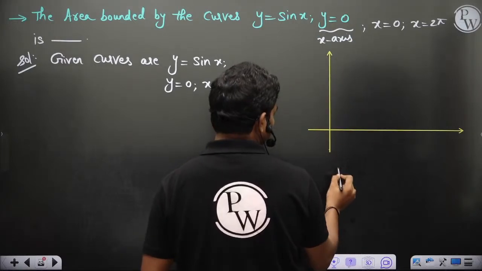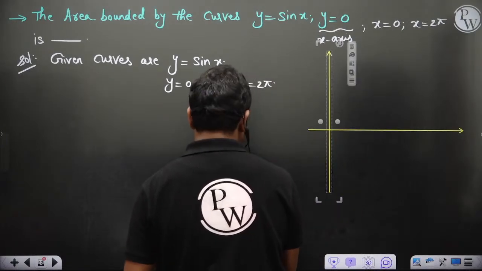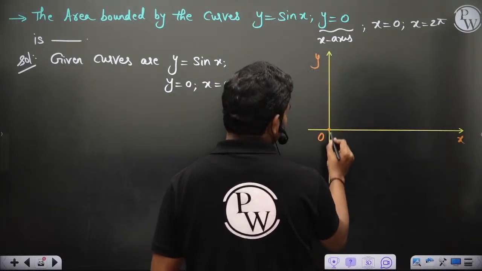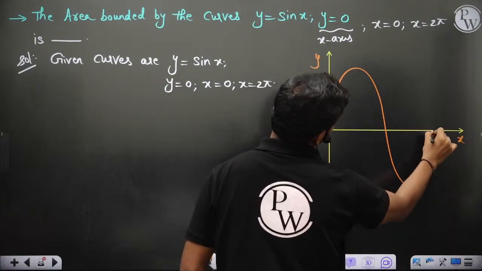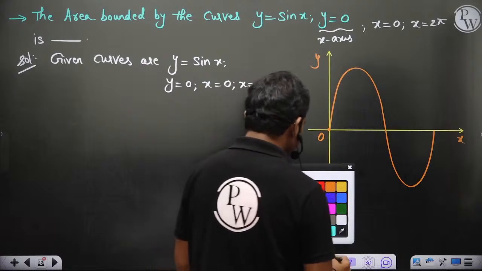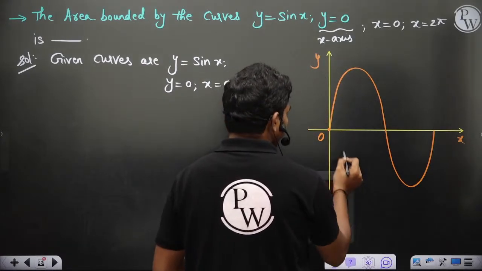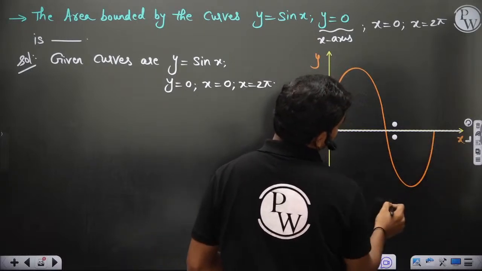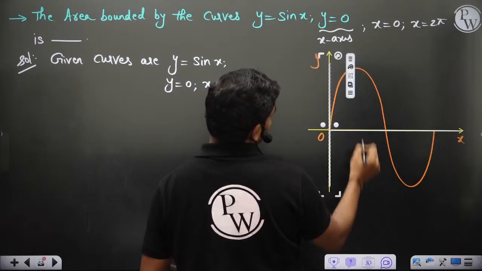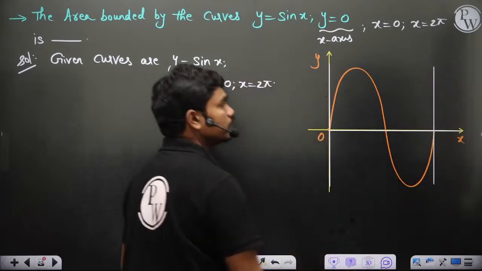I'll slightly extend this. Fine. So let's see, origin, x-axis, y-axis. If you plot the sin x curve in general, you get something like this. This is x equal to 0 ultimately. This is the x-axis, which is y is equal to 0. This is the y-axis, which is x is equal to 0, and x is equal to 2 pi is somewhere here. So x is equal to 2 pi, that's what you have.